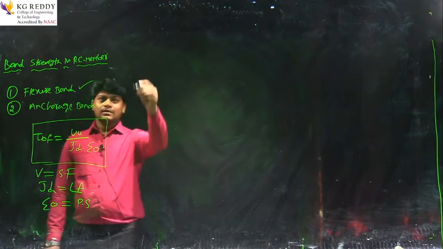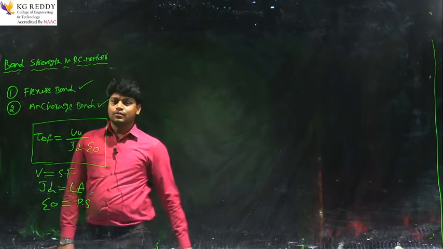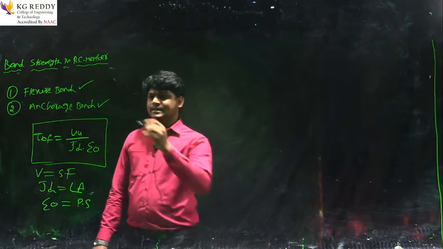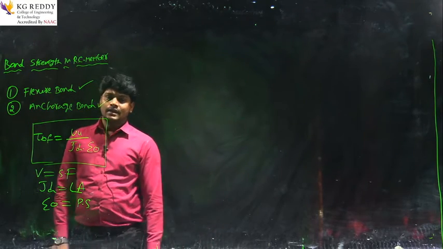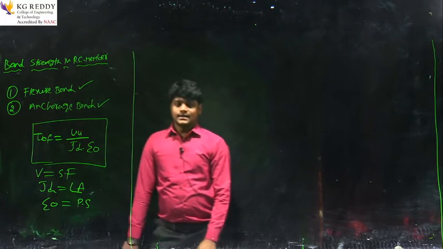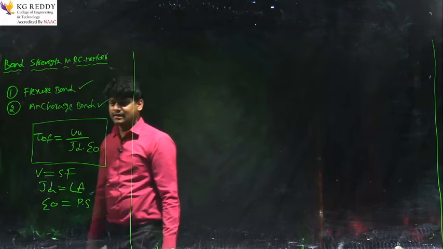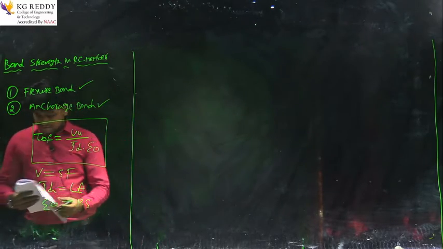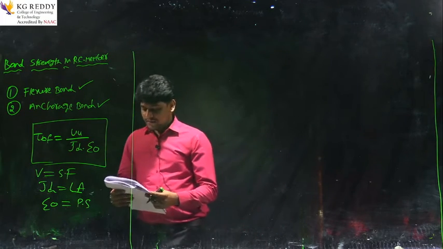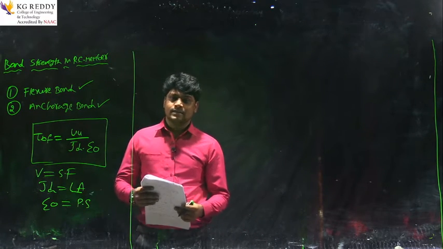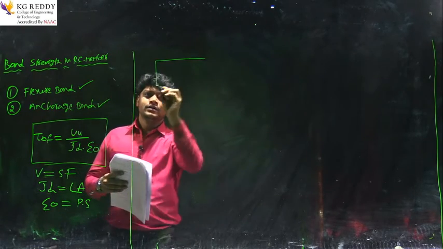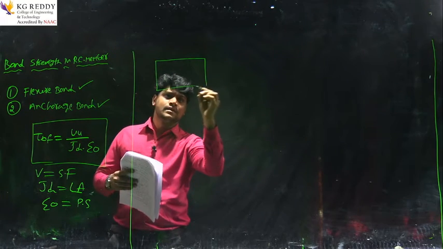Now the second one is the anchorage bond. What is meant by anchorage bond? Anchorage bond is also known as development length or anchorage length. What is meant by anchorage length? The minimum anchorage length required to resist the design shear force in the bar, that we call anchorage length. Now you can see this diagram and you will understand.